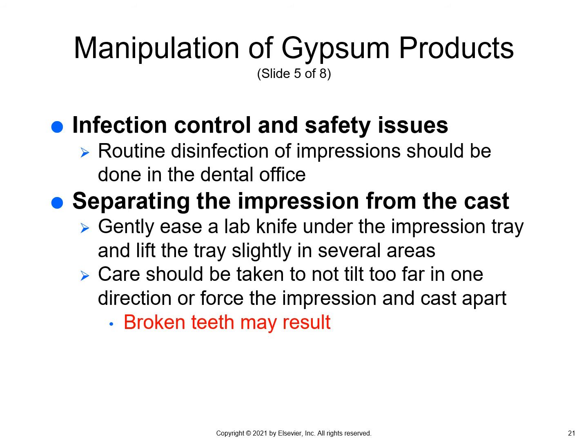Separating that impression from the cast is somewhat easy. You need to be gentle so that you don't break any teeth or cause any scratching on the stone model underneath that impression. So you're going to gently ease a lab knife under the impression tray and lift the tray slightly in several areas. Then you want to take care and be very careful not to tilt that too far one way or the other way, because you could break teeth off.